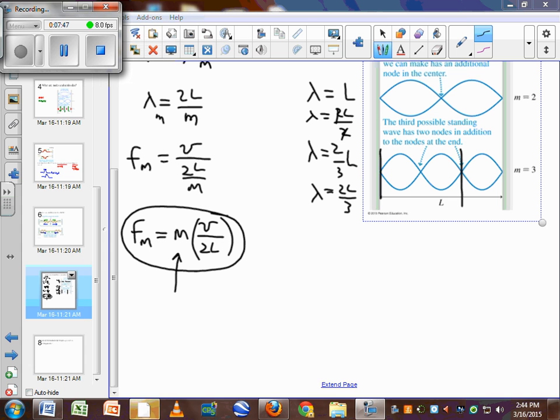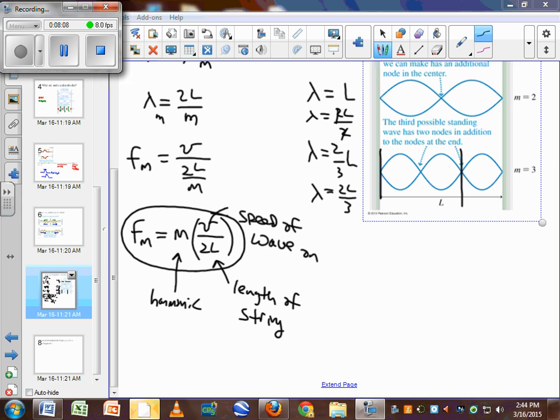m is the harmonic. L is the length of the string. v is the speed of the wave on the string. And f is the frequency.